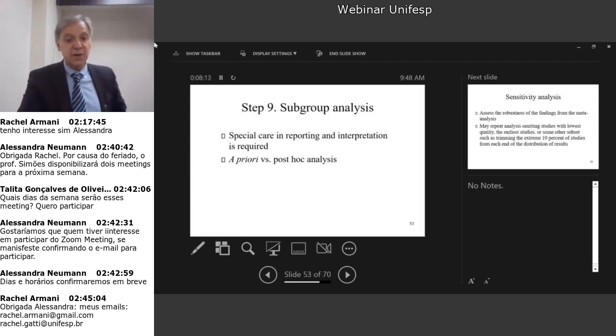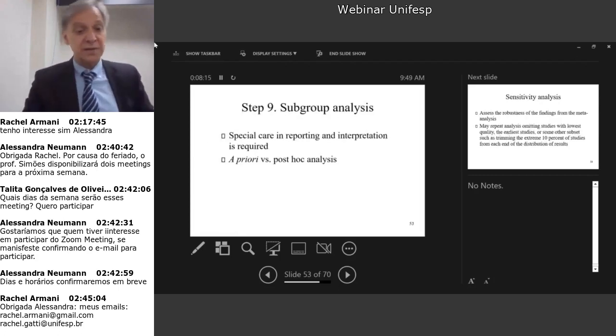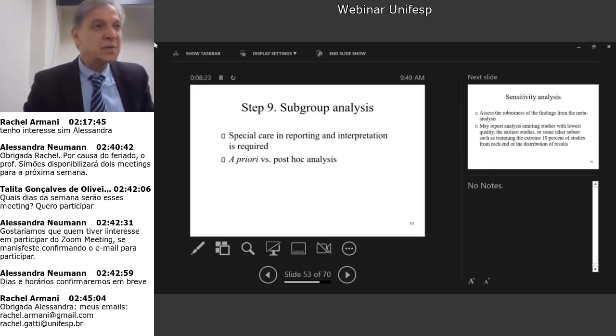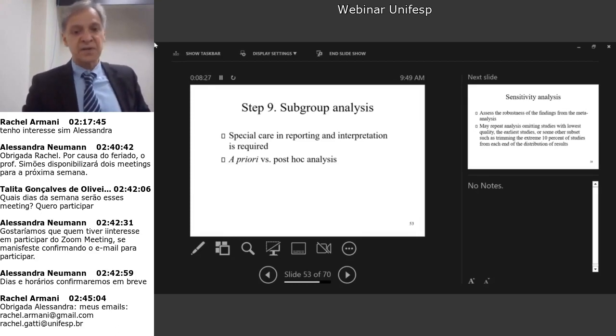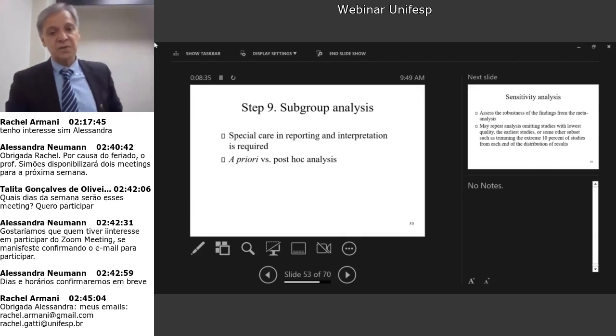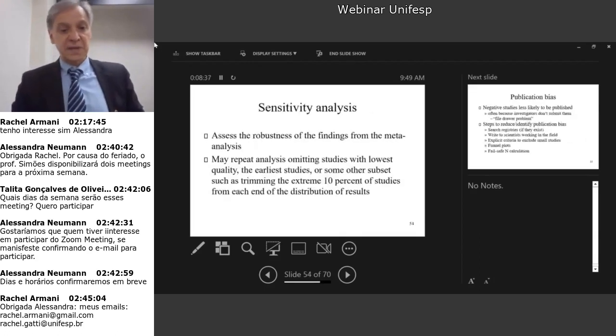Subgroup analysis: special care in reporting and interpretation is required. A priori versus post hoc analysis. It's always good to have a priori because you thought about everything and you're sticking to a protocol, similar to the idea of intention to treat and per protocol analysis in a randomized clinical trial. So if you have subgroup analyses, you better have thought about them early on when you design your meta-analysis. But post hoc is also valid if you have good justification.